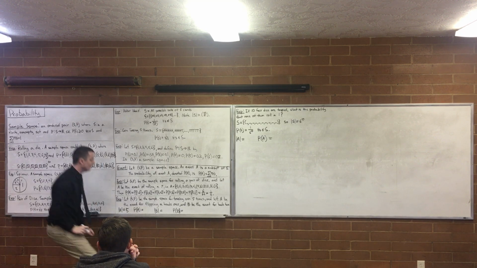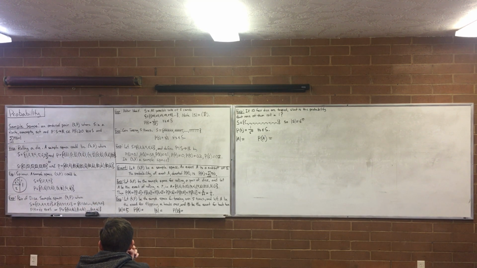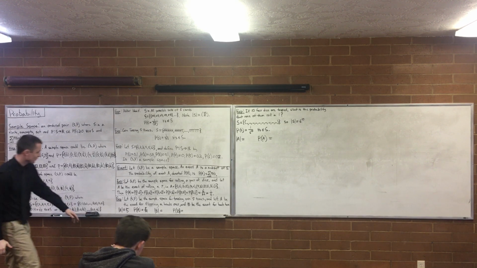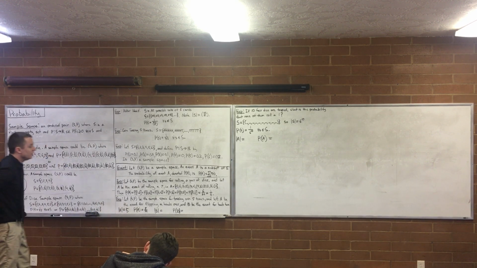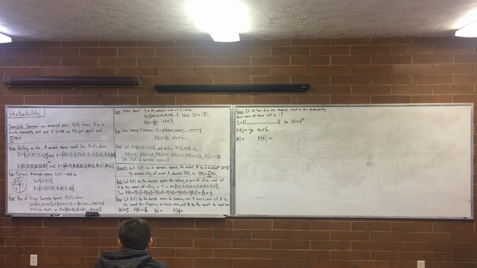So, there's 5 of those that have only 1 head. So what's the probability of only getting 1 head? 5 over 32. 5 32nds, makes perfect sense. Yes. Okay. Alright, B. The event for heads twice.